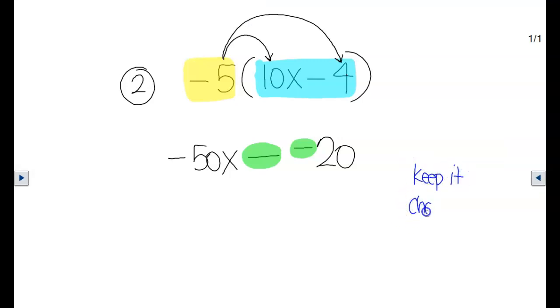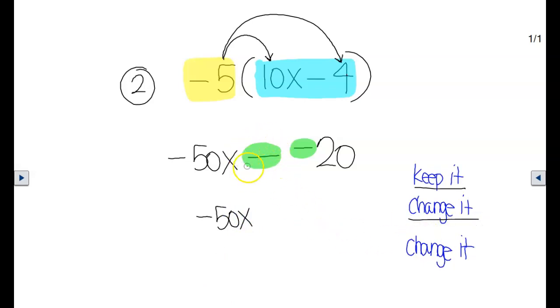By using keep it, change it, change it. All right, so we start with keep it. We keep the first term in our answer, so we keep a negative 50x. Okay, we change it. We change the second thing we see in the problem, which is this minus sign. Minus changes to its opposite, which is plus. Change it. We change the last number in the problem, which is a negative 20, to its opposite, which is a positive 20.